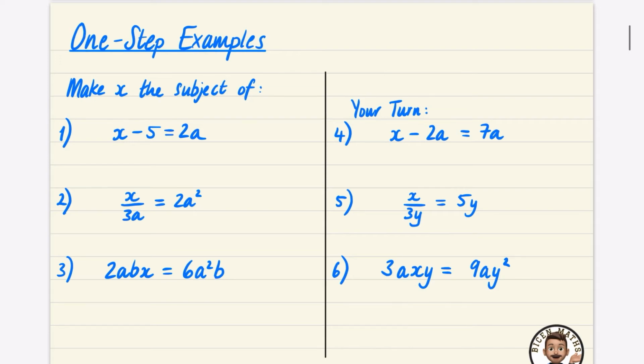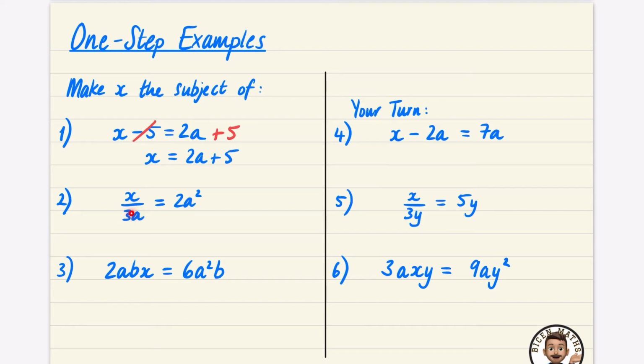Okay, so this first one is going to be pretty straightforward. I'm not always going to write down that I'm going to cross off this and then write plus 5. Okay, I'm going to start doing it without that as well, eventually. Maybe not in this first video. So because I did the opposite of minus 5, which is plus 5, I've now made X the subject because I have X equals 2A plus 5.